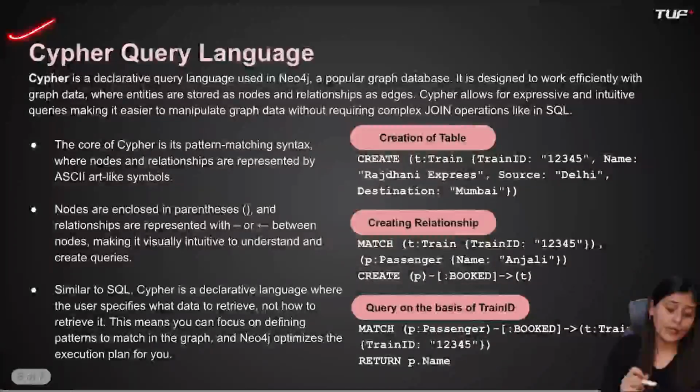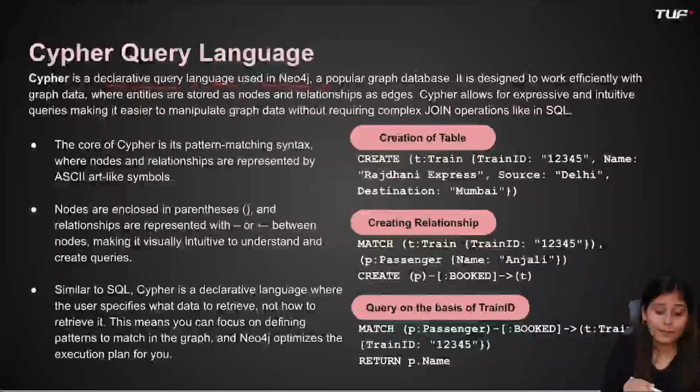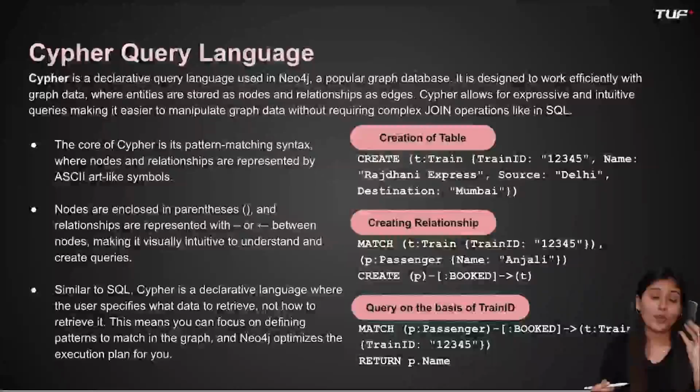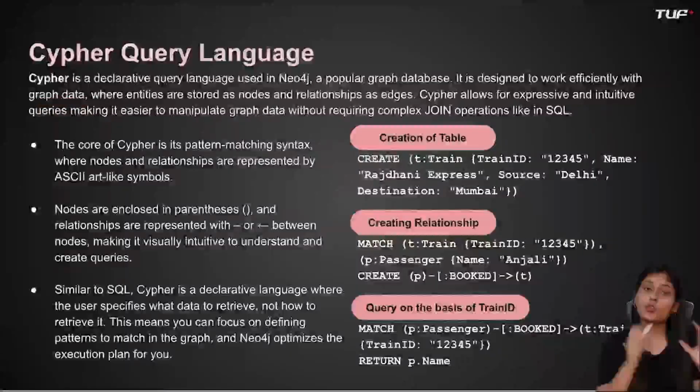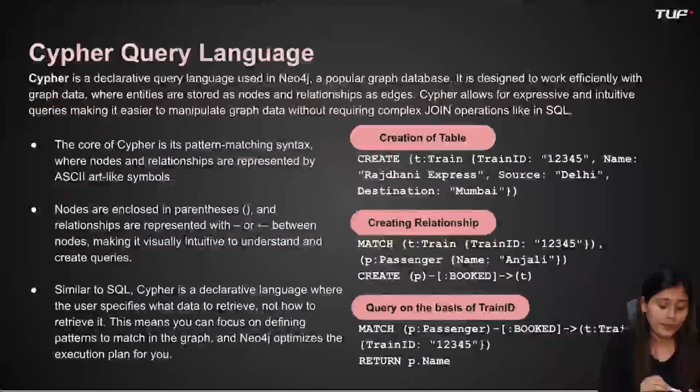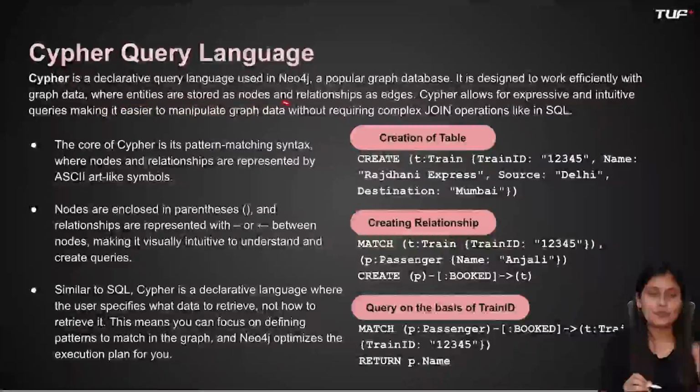Now next is Cypher query language. It is a declarative query language used in Neo4j, a popular graph database. So to query the data from the graph database, we follow Cypher query language. It is designed to work efficiently with graph data, where entities are stored as nodes and relationships as edges.